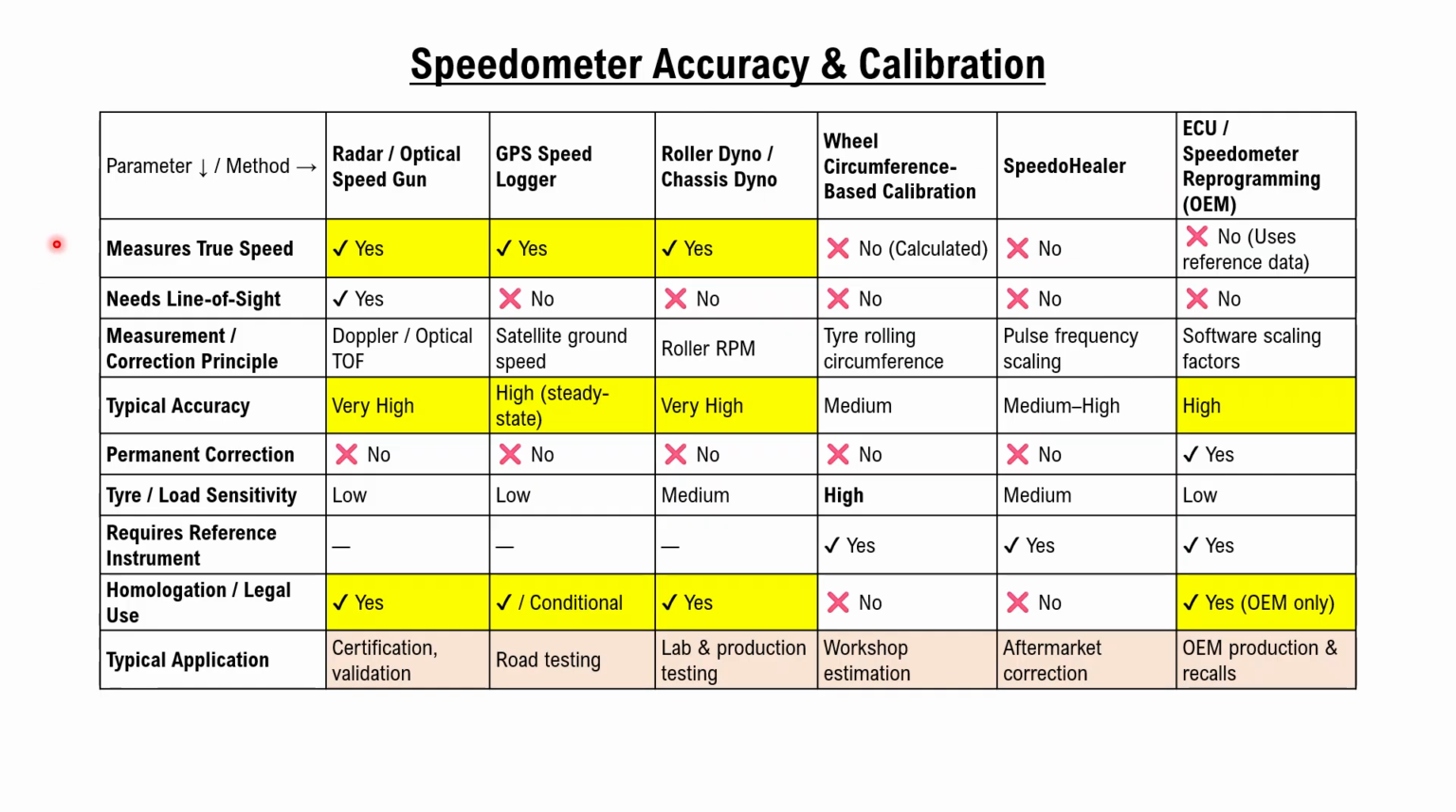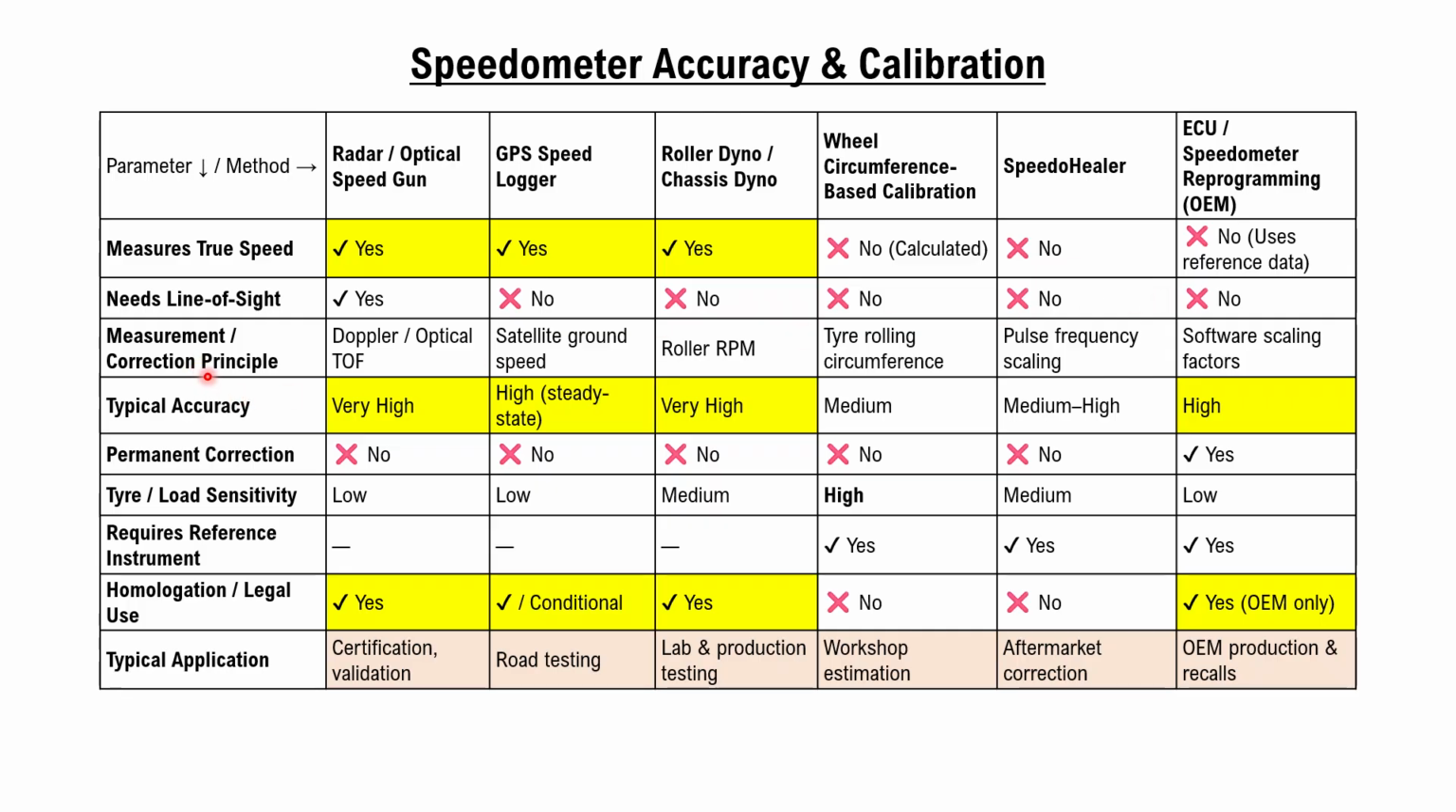Now, the factor is measure true speed. Yes, radar measures true speed. GPS, yes. Roller dynamometer, yes. Wheel circumference, no. Speedo Healer, no. Whether it needs line of sight: in case of radar signal, yes. GPS, no. Roller dynamometer, no. Wheel circumference, no. Speedo Healer, no. And ECU method, no.